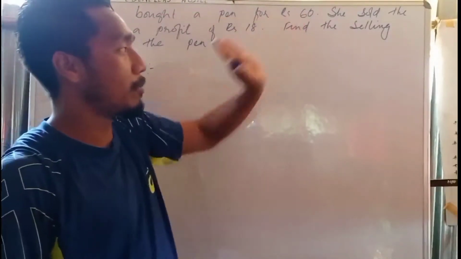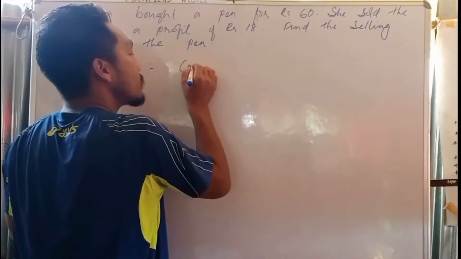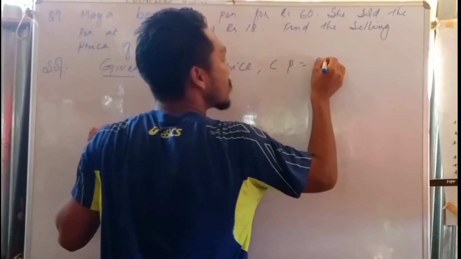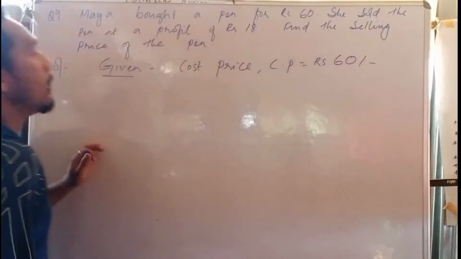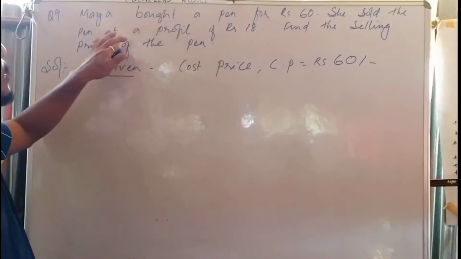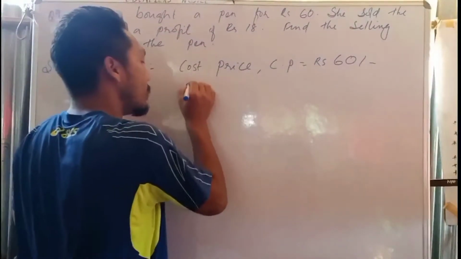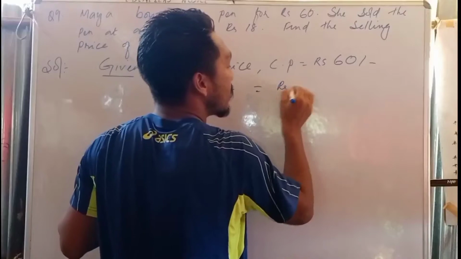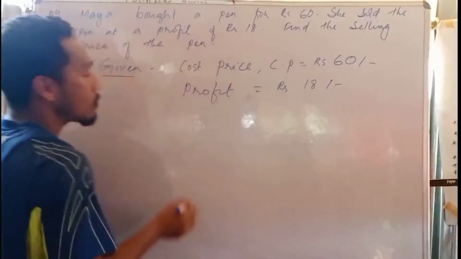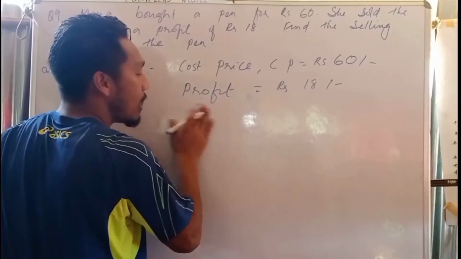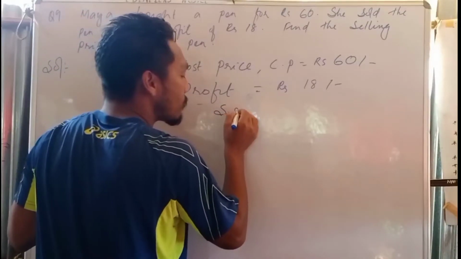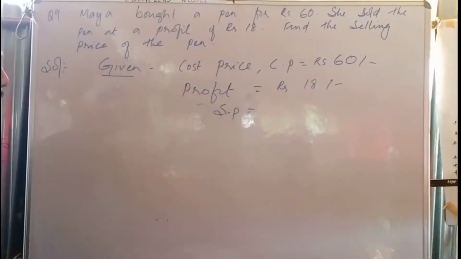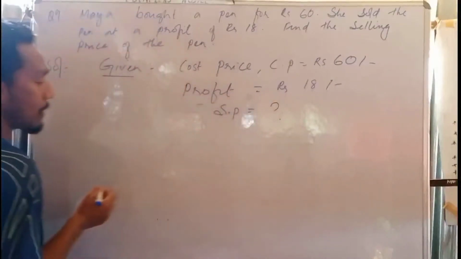Maya bought a pen for rupees 60. That means cost price is already given, that is CP is rupees 60. And she sold the pen at a profit. That is, profit is given, profit is equal to rupees 18. Now you're asked to find what? The selling price. That is, what is the price at which she sold that pen? That is what we are asked to find.